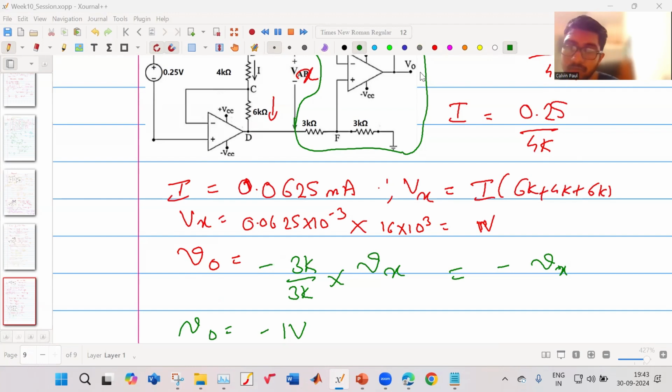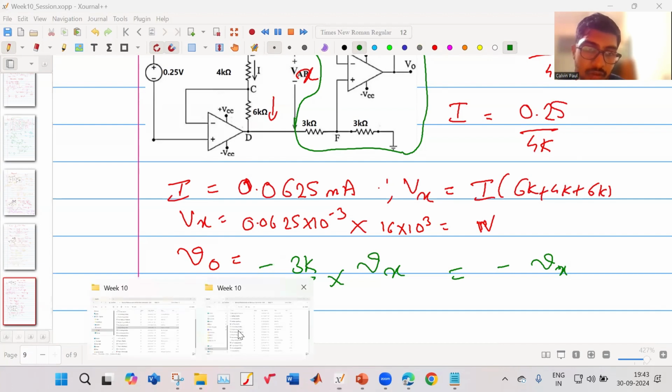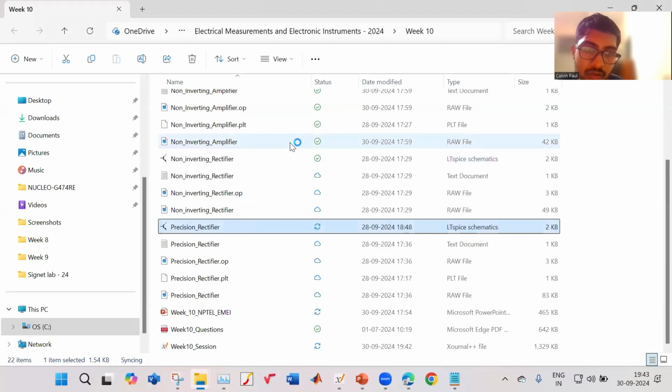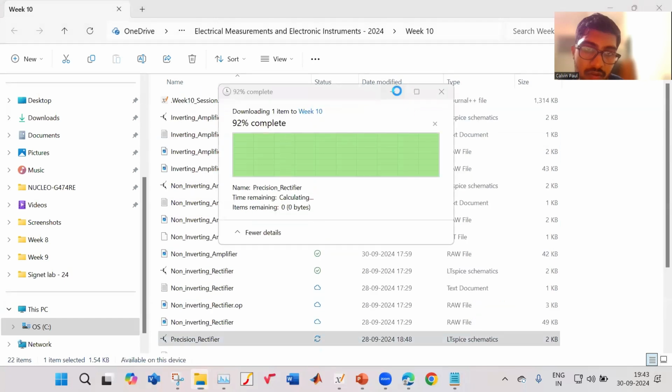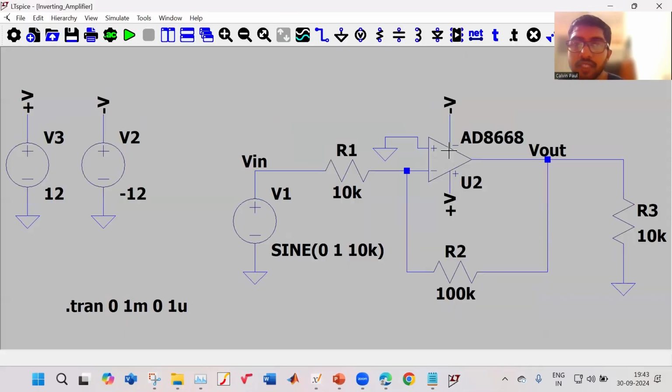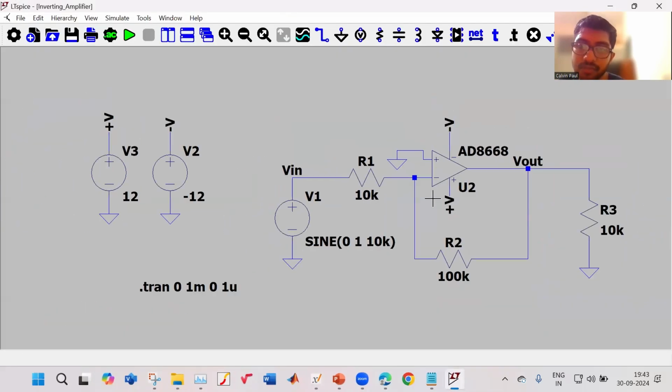So now we can look at some simulations. First, let's start with the inverting amplifier. Okay. This is my inverting amplifier. So the positive terminal is connected to the ground. And this is my R2, this is my R1.